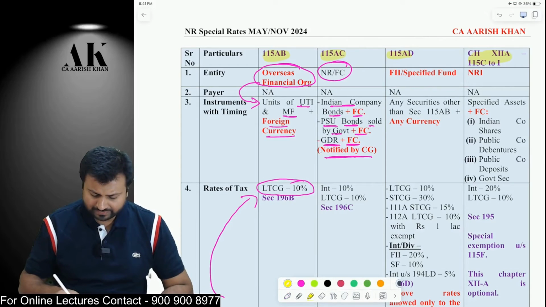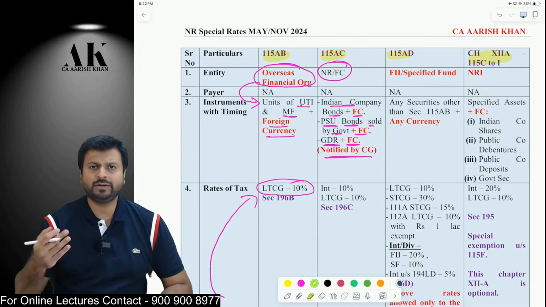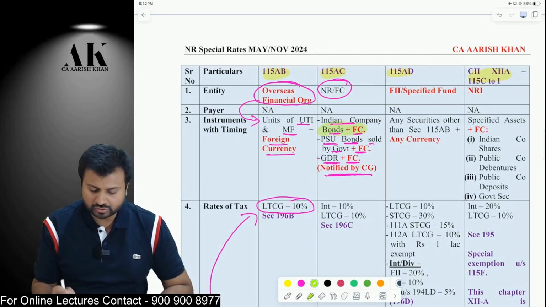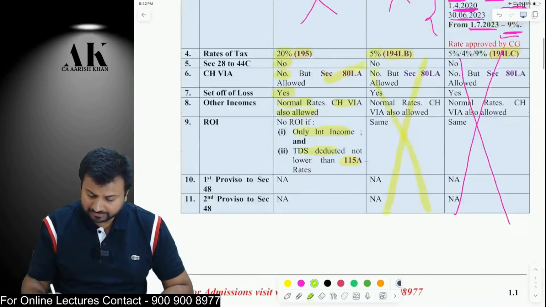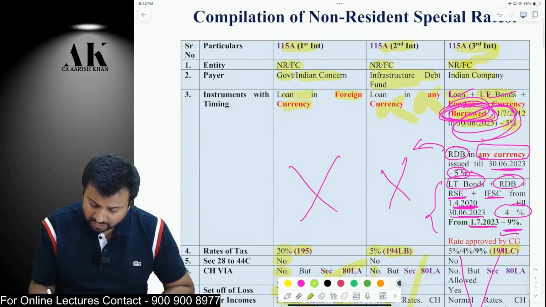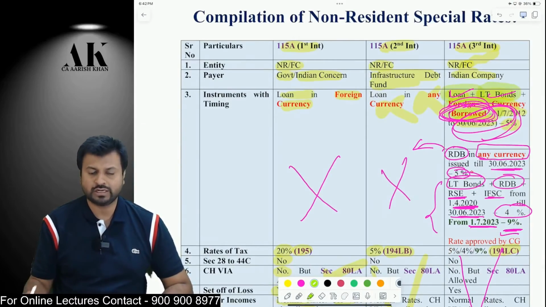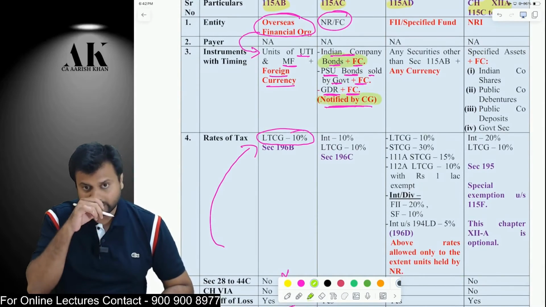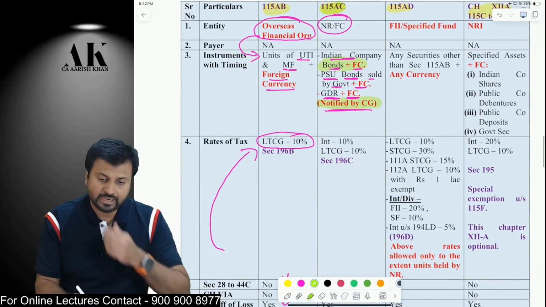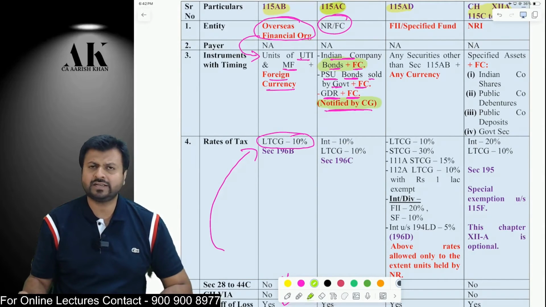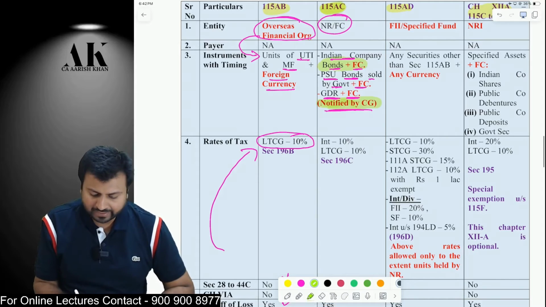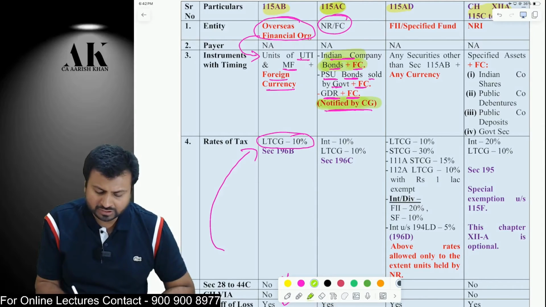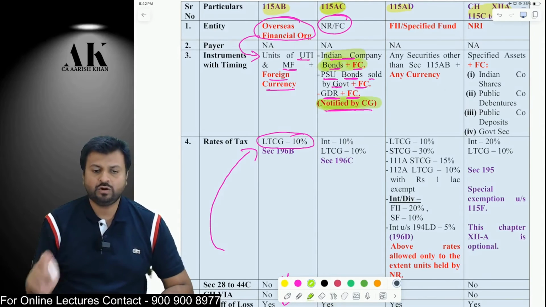Now, a lot of students have a doubt: sir, if a non-resident and foreign company is buying bonds of Indian company, here it is written bonds of Indian company in foreign currency, and in the third section of 115A it is also written long-term bonds of Indian company in foreign currency. So which one to follow, sir? Remember, in the exam, if it is written in the question that it is notified by central government, then you should follow 115AC, and if it is not written that it is notified by central government, then you can follow the third interest of 115A. But if it is written notified by central government, then Indian company bonds will be covered under 115AC. I hope it is clear to all of you.